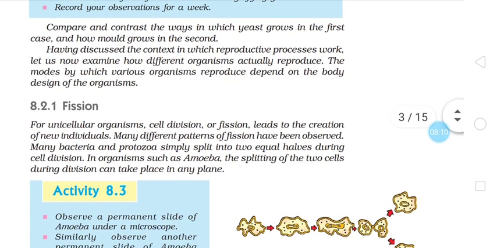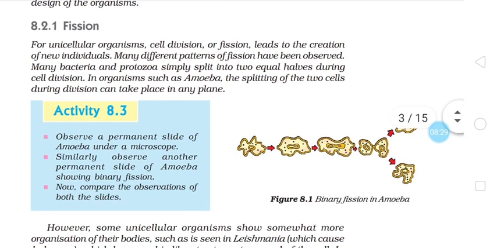Having discussed the context in which reproductive processes work, let us now examine how different organisms actually reproduce. The mode by which various organisms reproduce depends on the body design of the organism. The first process is fission. For unicellular organisms, cell division or fission leads to the creation of a new individual. Many different patterns of fission have been observed.